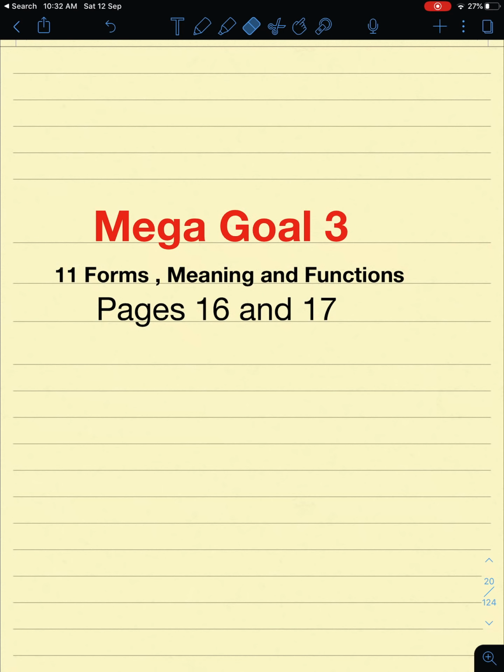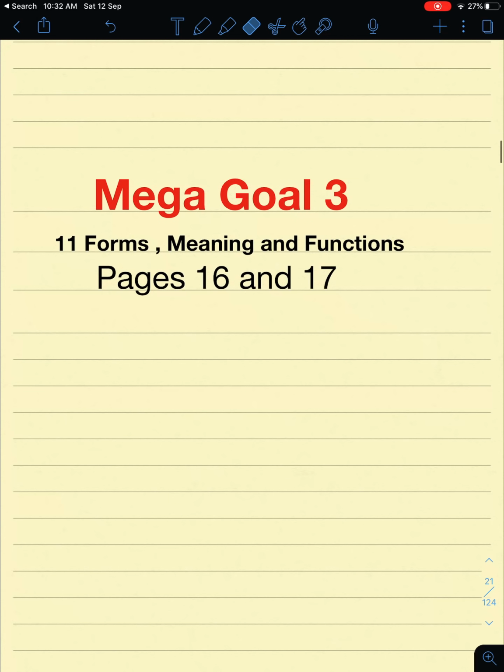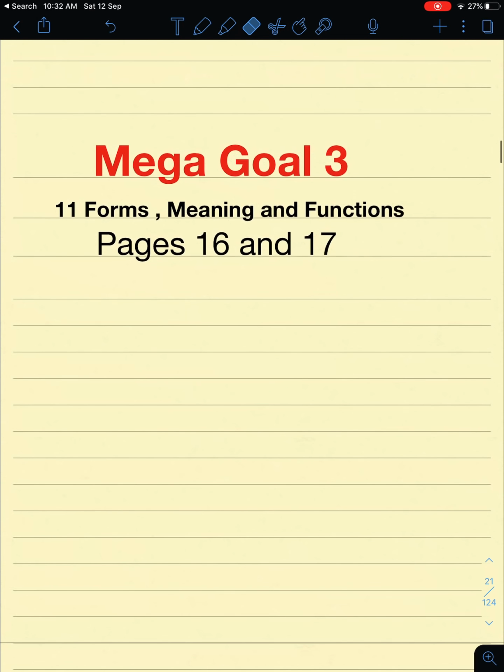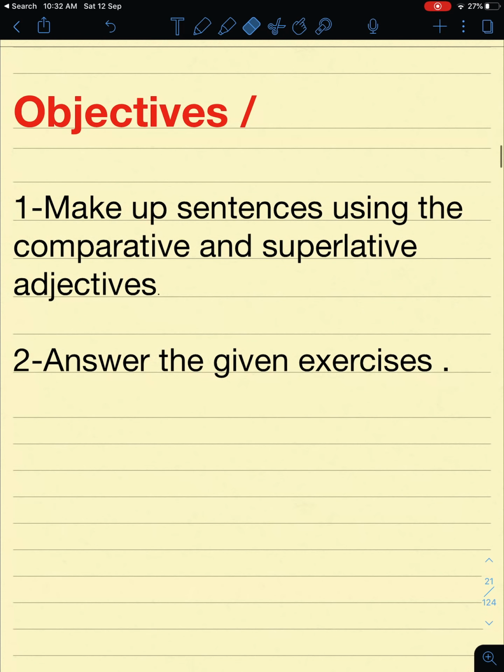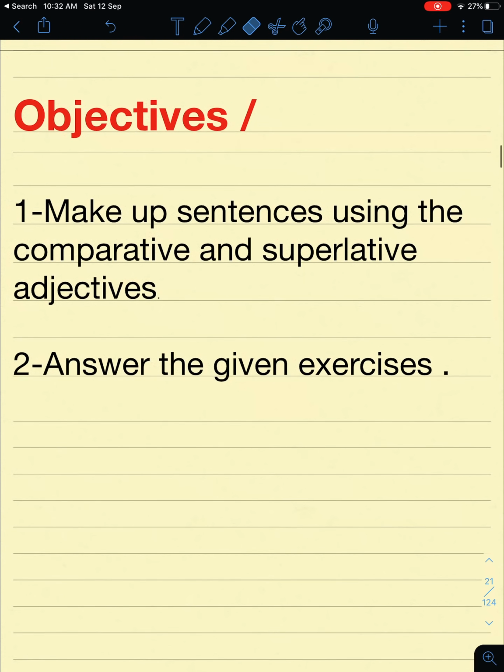Hello everybody, Mega Goal 3, second secondary, 11, forms, meaning and functions. Pages 16 and 17. This is the last lesson in Unit 1, which is Connected by Technology, آخر درس. Mainly this lesson is a revision of something that you have already studied. يعني قاعدات ومراجعة عامة لهم.